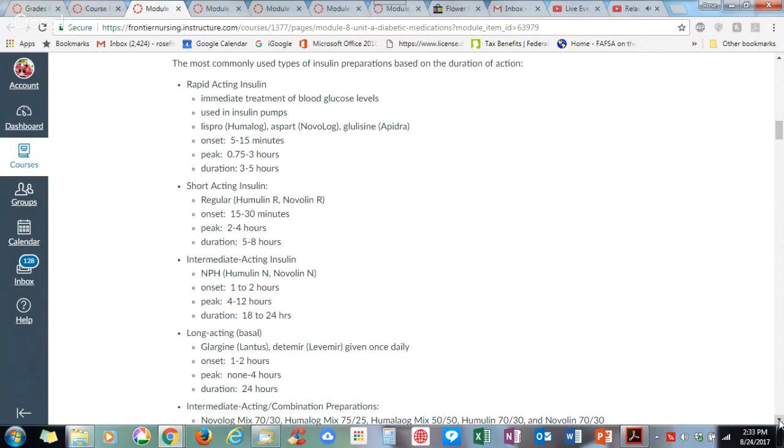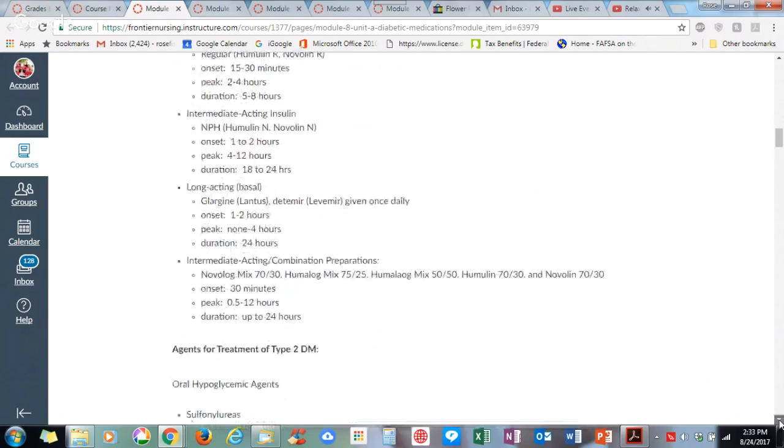Intermediate is NPH, Humulin N, Novolin N. Onset in 1 to 2 hours. Peak is 4 to 12 hours. Duration is 18 to 24 hours.